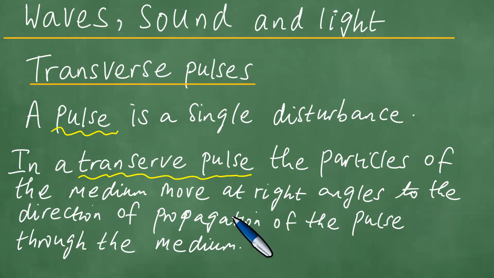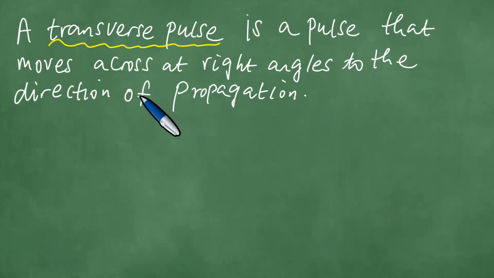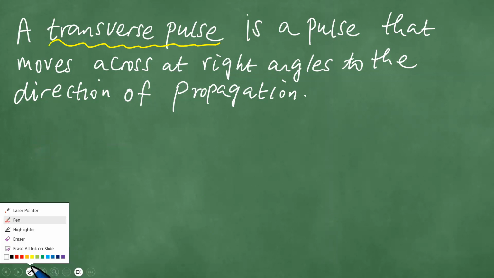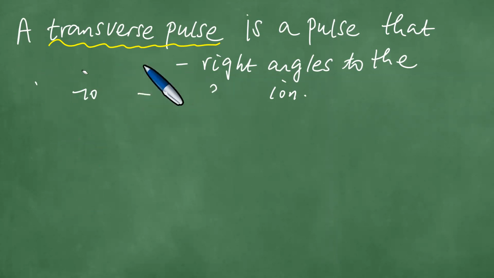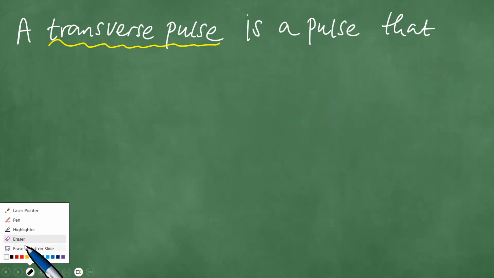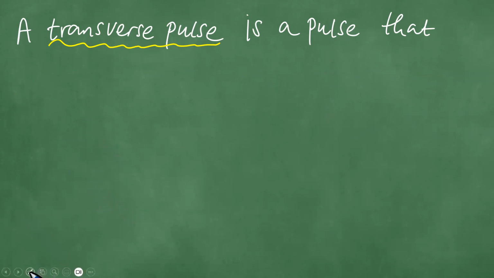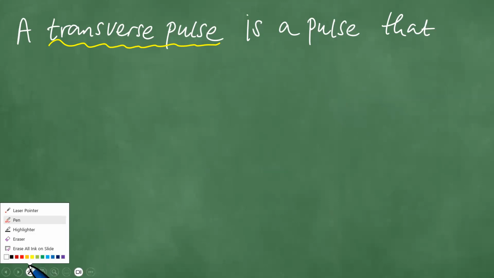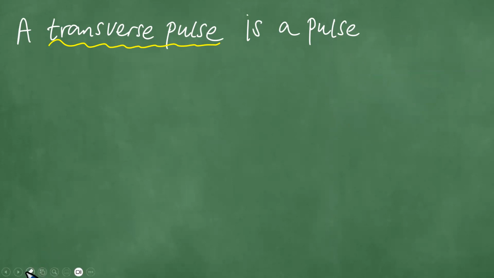So now I want us to have a fair description of this, because if we are really saying in the transverse pulse, the particles of the medium move at right angles to the direction of propagation of the pulse through the medium. Right, so we note that a transverse pulse is in the first place a pulse. I want to define these differently. I want to involve the word particles here. Let me clean this up. I want to state this in a more concise manner.